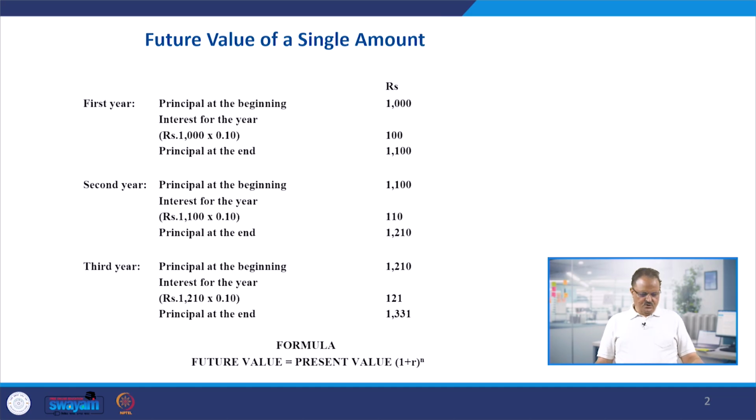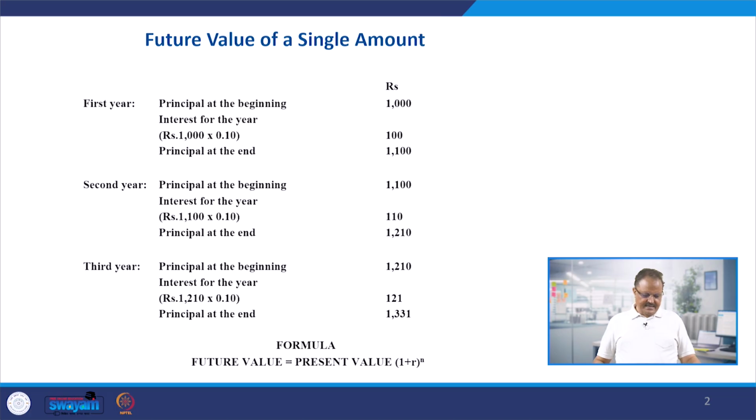So in the process of learning about compounding, we look at the future value of some amount. It can be a single amount, multiple amounts, an annuity, a perpetuity or anything. So how much is going to be the future value of a single amount? For that purpose we are going to take the help of the process of compounding.